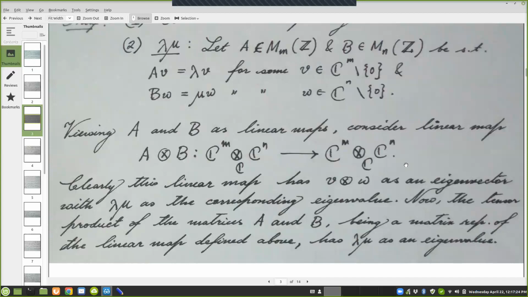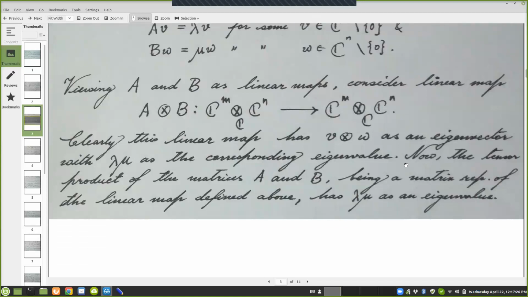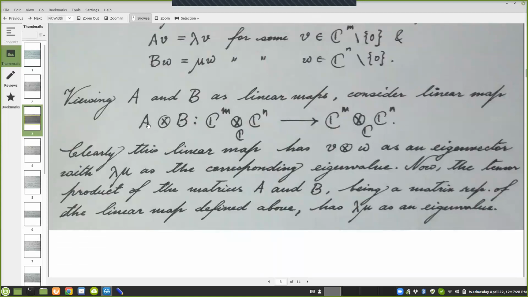Then we will take the tensor product of the linear maps. Once we take the tensor product, it's easy to see that the image of v tensor w under this map will be Av tensor Bw. Av is lambda v, and Bw is mu w. So using the bilinearity, we get lambda mu times v tensor w.